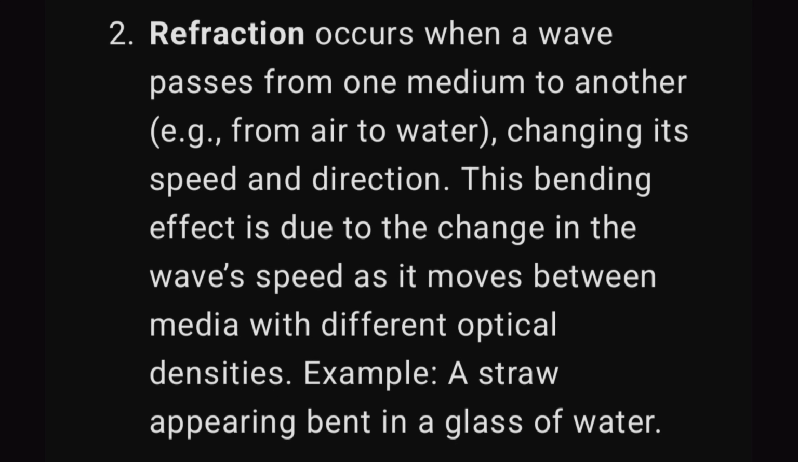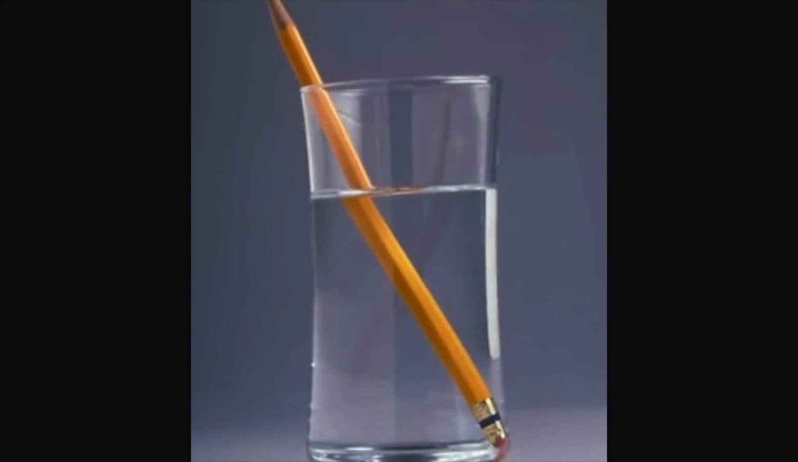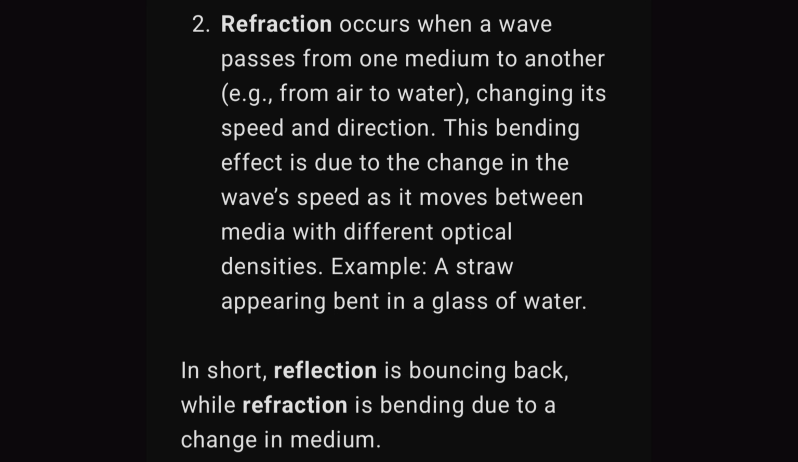Number 2. Refraction occurs when a wave passes from one medium to another, for example from air to water, changing its speed and direction. This bending effect is due to the change in the wave speed as it moves between media with different optical densities. Example, a straw appearing bent in a glass of water, or in this case, a pencil. It's the same thing, that's refraction. So in short, reflection is bouncing back while refraction is bending due to a change in medium.